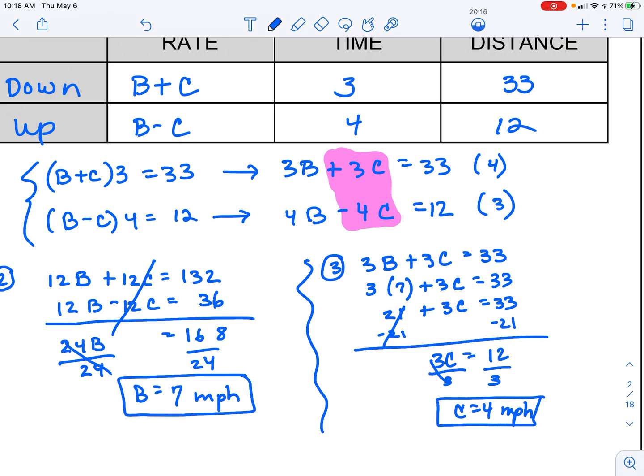So the current is going 4 miles per hour. The boat's going 7 miles per hour. And that's the answer to that question. Sorry for that little flub up there.